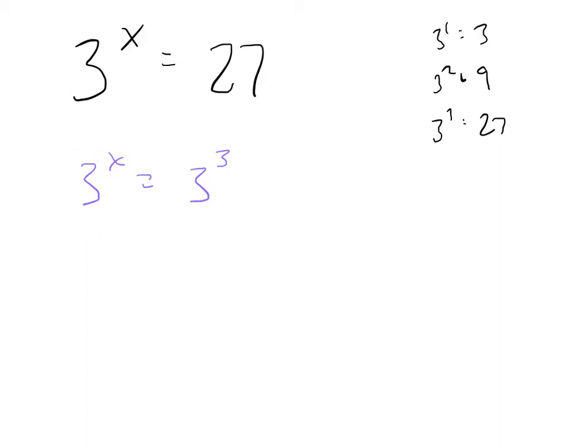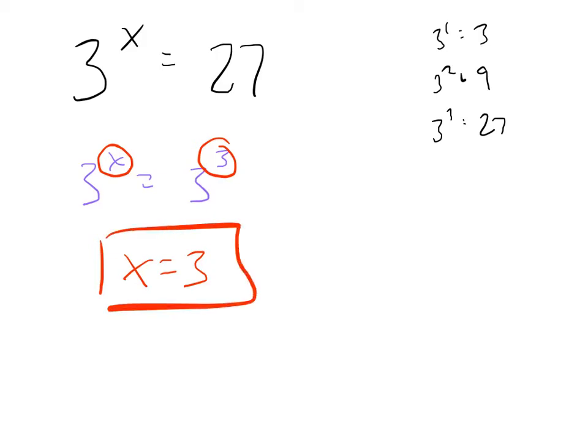Now since I have the same base right here, since my 3's are the same numbers, I can take my two exponents, my x and my 3, and I know that they have to equal each other because 3 raised to some power equals 3 raised to the third power. So then I know that x equals 3. Okay, so that's a simple example of how to solve an exponential equation. You make them have the same base. Here they both had a base of 3, and once they have the same base, you can set the exponents equal to each other.